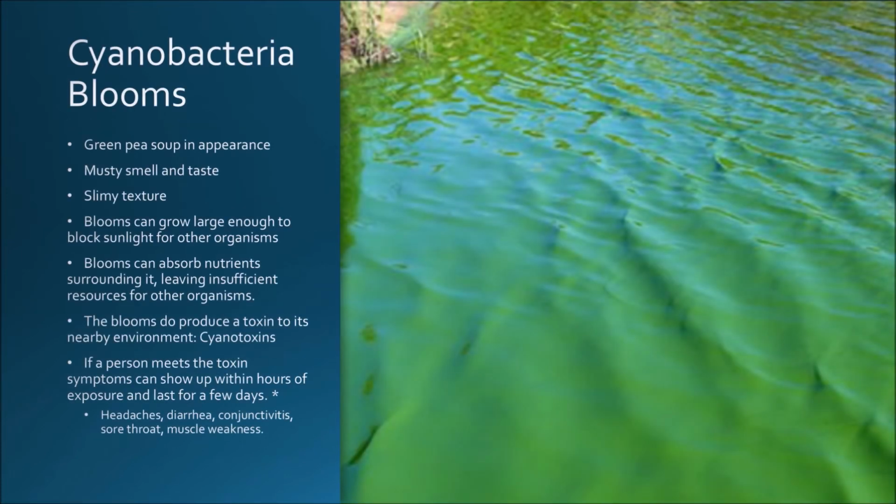So the cyanobacteria blooms are what you would be able to see out in nature without the assistance of a microscope. Usually it's a pea green color. It's very slimy. It's musty. It does grow big enough to where it will block sunlight from other organisms in its vicinity. It will eat all the nutrients that other organisms may need. It does produce toxins as well, which is known as the cyanotoxin.